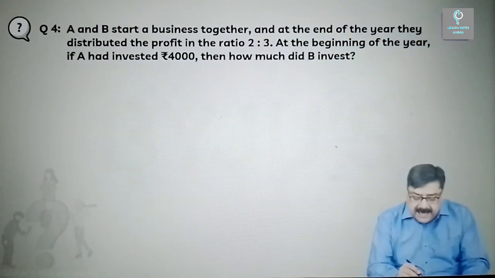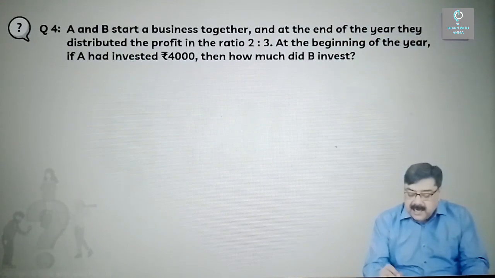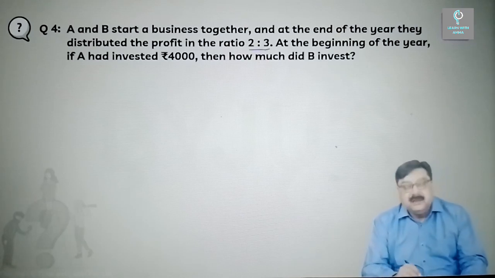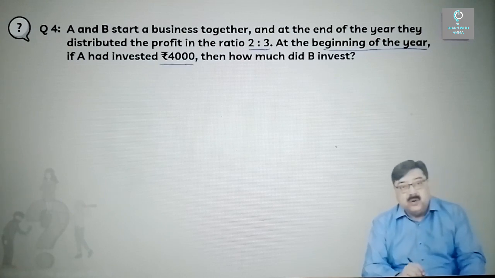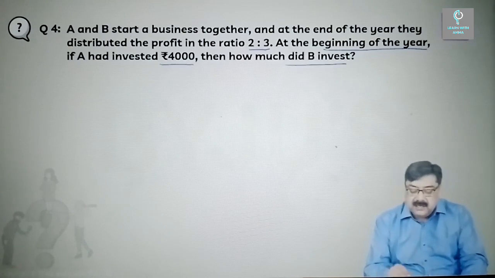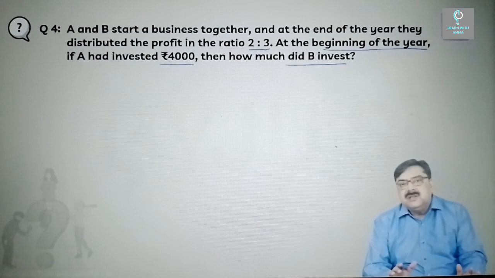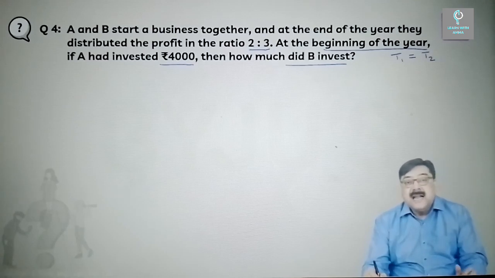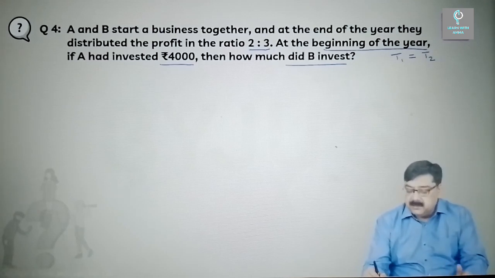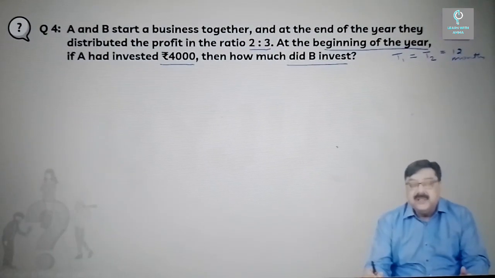Now next question. A and B start a business together, and at the end of the year, they distributed the profit in the ratio 2:3. At the beginning of the year, if A had invested rupees 4,000, then how much did B invest? Now, nothing is given about the time duration, which means that the time duration for which A's money stayed in the business must be the same as the time duration for which B's money stayed in the business, which is nothing but 12 months here, because we're talking about the end of the year.